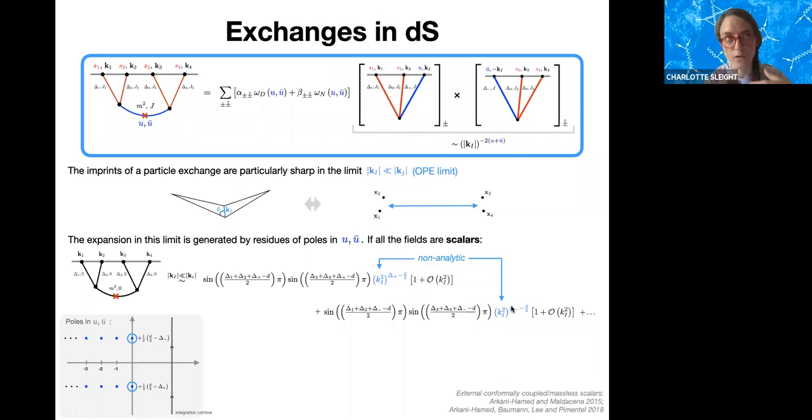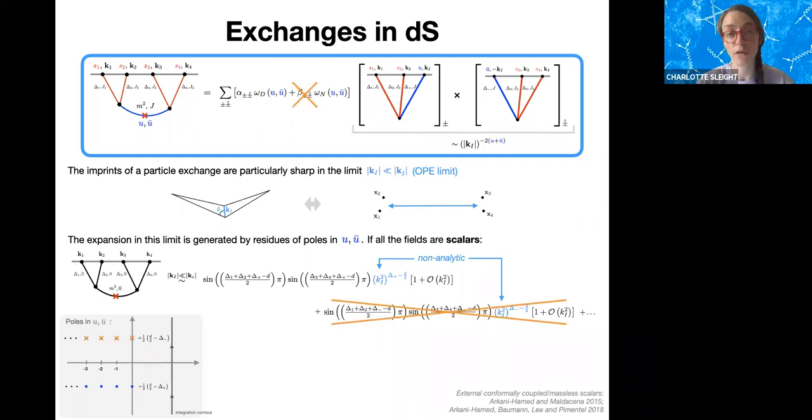And the fact that you get contributions from both the delta plus and the delta minus modes is a consequence of our choice of Bunch-Davies vacuum. This ensures that both modes reach the boundary at future infinity. On a practical level, this arises because the coefficients of the projectors omega d and omega n in this representation for the exchange are both non-zero.